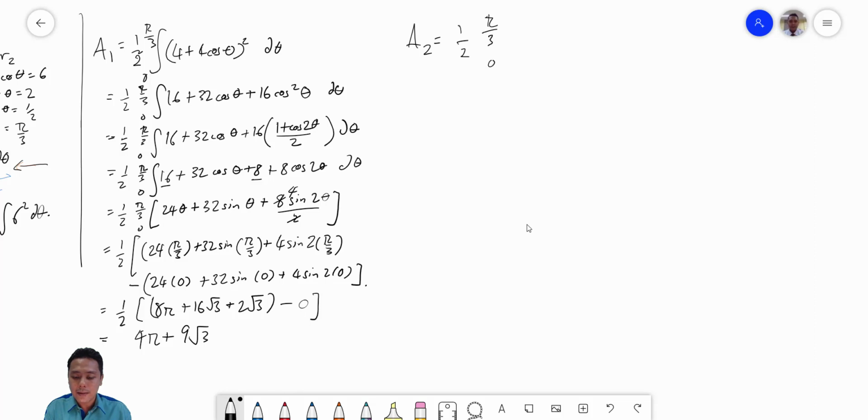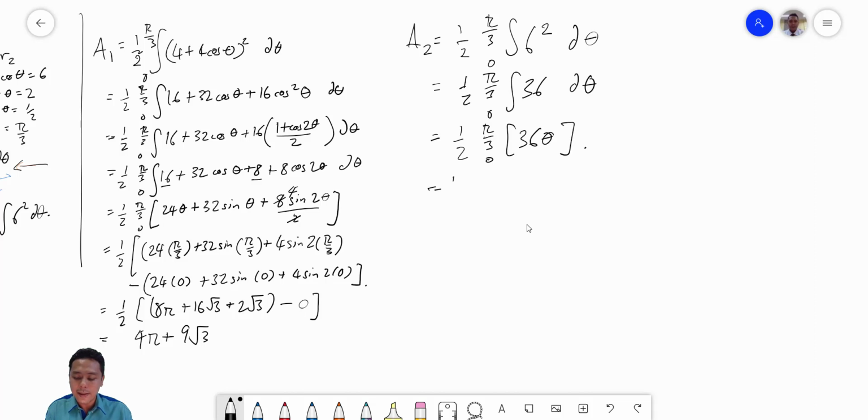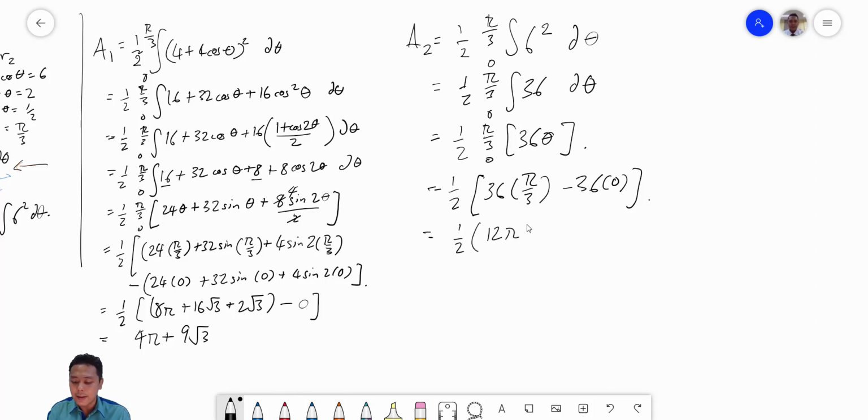From 0 until pi over 3, you need to integrate 6 squared d theta. So it becomes half, integral from 0 to pi over 3, of 36 d theta. The integration is much easier for this constant. And you replace the value starting from pi over 3, and then you minus 36 times 0. So it becomes half of 12 pi minus 0, it becomes 6 pi.